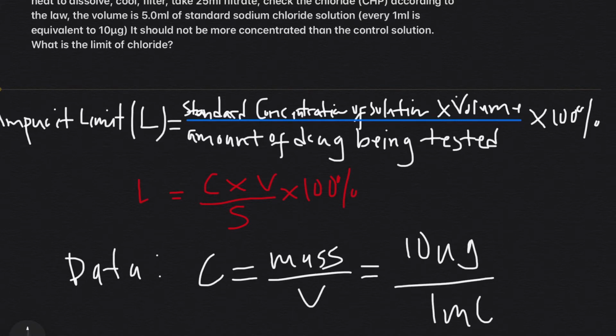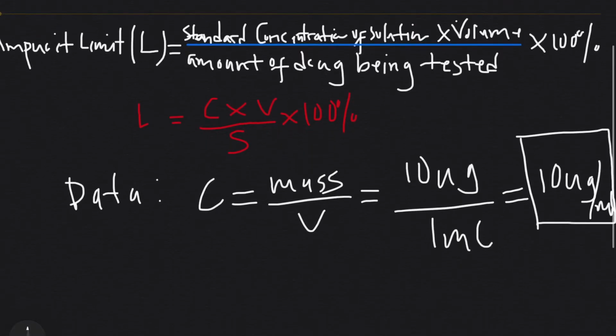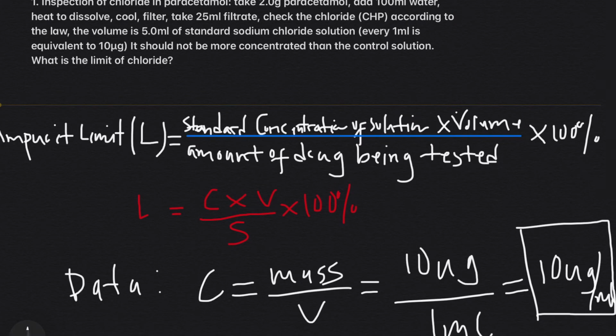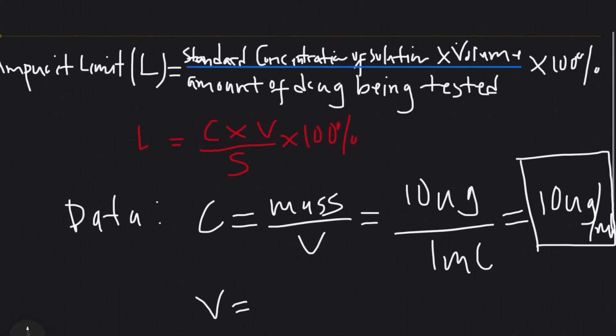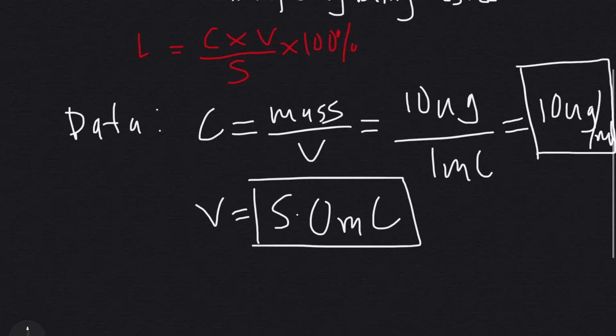Okay, so now the concentration, which we have, is 10 micrograms per millimeter. All right, let's calculate our volume. Our volume, they've already given us, which is 5.0 millimeters. So we also have our volume. Let's calculate for the amount of drug being tested, which is S.